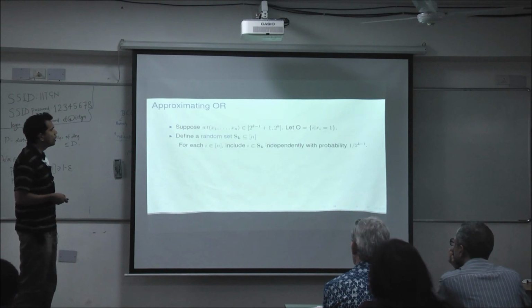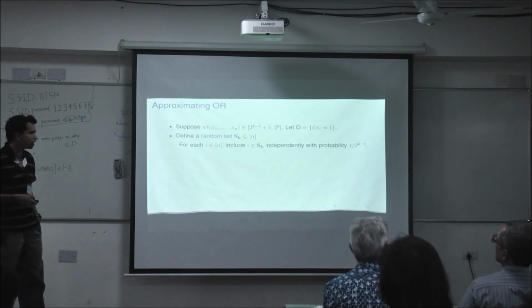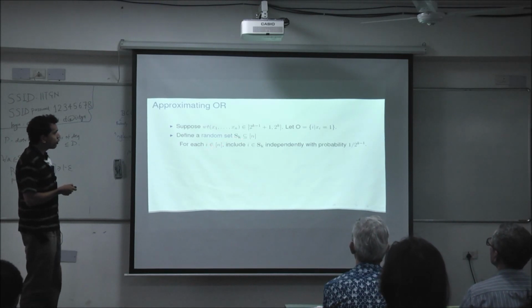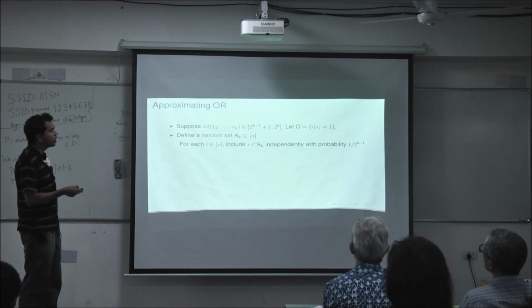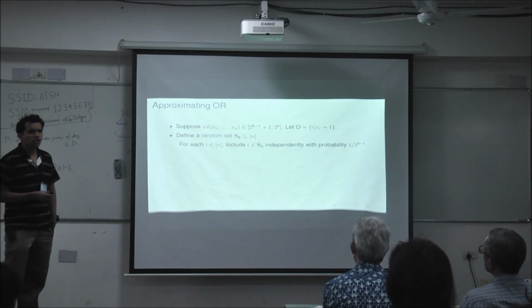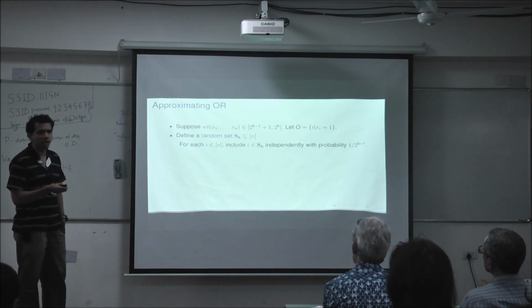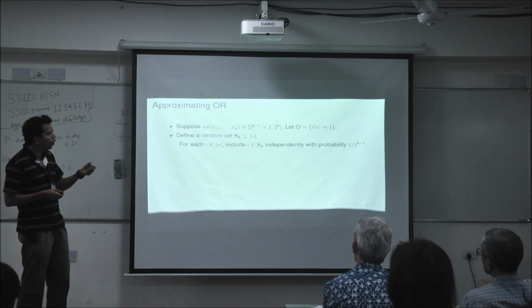So what are we going to do? We're going to choose a bunch of random sets. These random sets are going to be chosen independently of each other. For each set, we're going to include each possible index in the set with probability 1 over 2^(k-1). The size of O is roughly 2^(k-1), between 2^(k-1) and 2^k. So I'm including each element of O into my set.